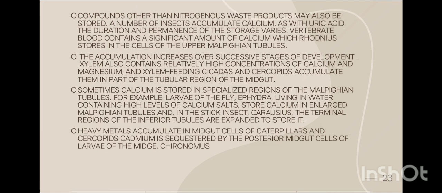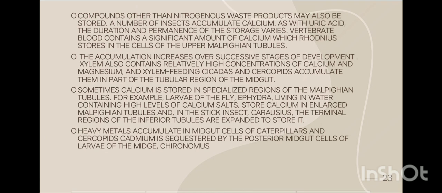And compounds other than the nitrogenous waste, that is the calcium, can be stored along with the uric acid. Calcium can be accumulated, increasing in the successive stages of the development, and it can be in higher concentration in the tubular regions of the midgut.